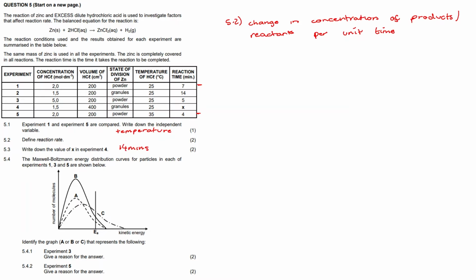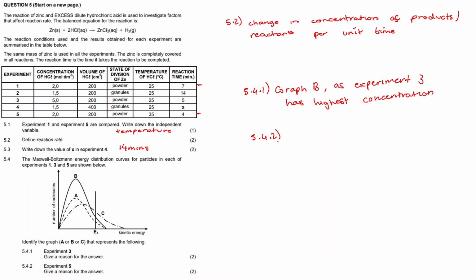Question 5.4. The Maxwell-Boltzmann energy distribution curves for particles in each of experiments 1, 3, and 5 are shown below. Identify the graph A or B or C that represents the following. 5.4.1. Experiment 3. Give a reason for your answer. Experiment 3, as we can see, has the highest concentration, and it has a volume of 200 centimeters cubed. This means that between reactions 1, 3, and 5, it has the highest number of moles. Therefore, it will be graph B.